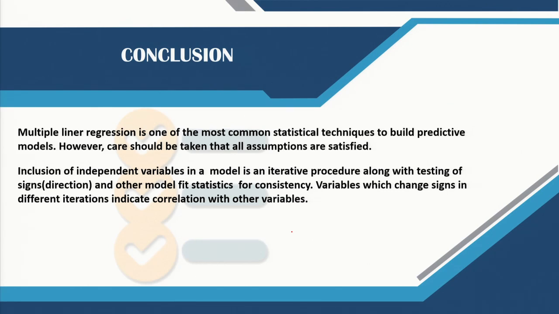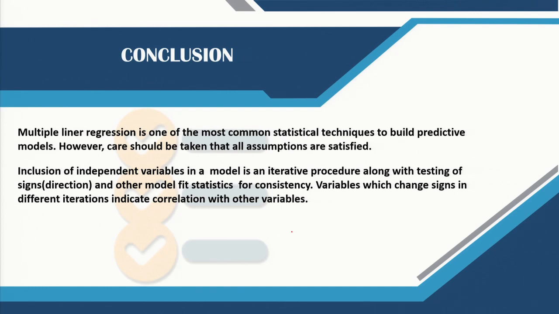Finally, we can conclude by saying multiple linear regression is one of the most common statistical techniques to build predictive models. However, care should be taken that all assumptions are satisfied, because we have gone through many assumptions that need to be taken care of. Inclusion of independent variables in a model is an iterative procedure along with testing of signs, that is the direction given by the positive or negative signs, and other model fit statistics for consistency. And variables which change signs in different iterations indicate correlation with other variables.